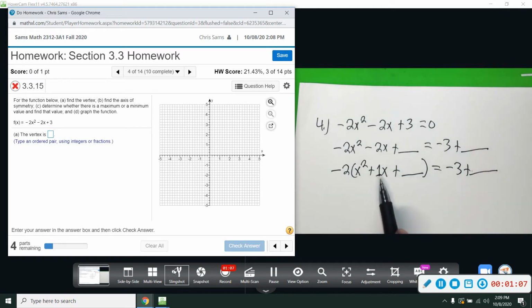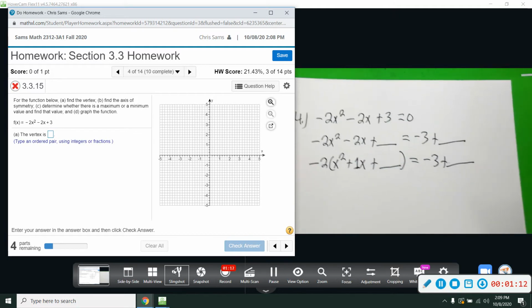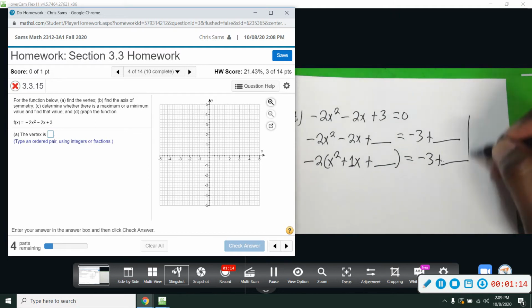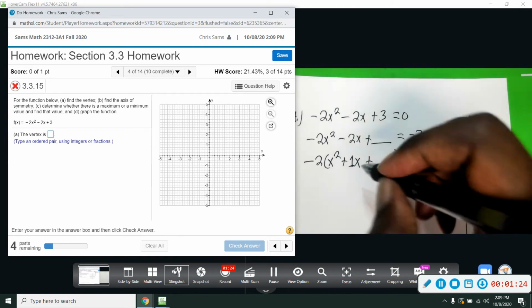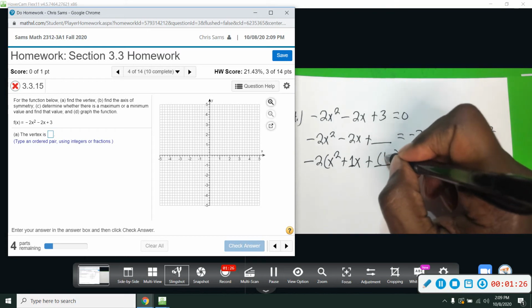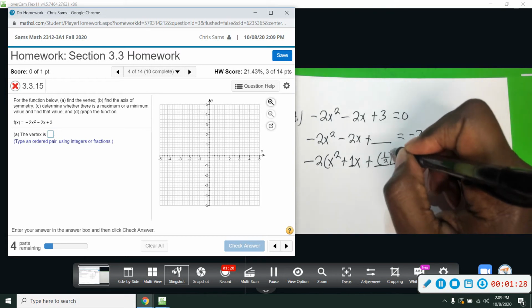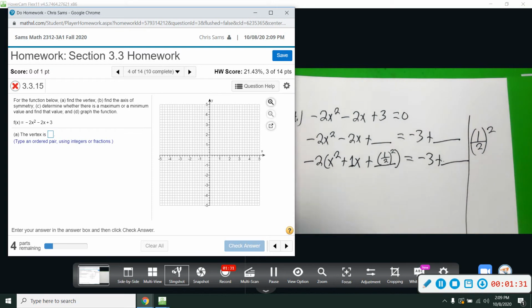Alright, so what is it that we need to add? Take this number, divide by 2, and square it. So off to the side, the number we have is 1 divided by 2, squared. So 1/2 squared, I can't simplify that. I'm just going to leave it like that. So 1/2 squared, that's what I'm adding here. Now, if we actually do 1/2 squared, that will give us 1/4.